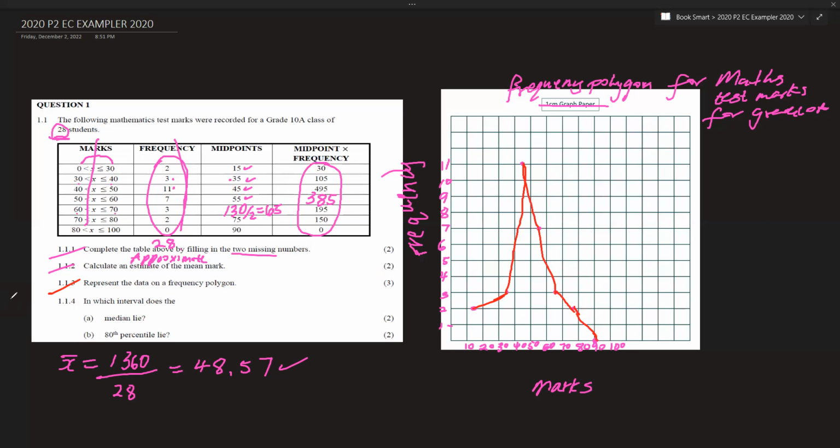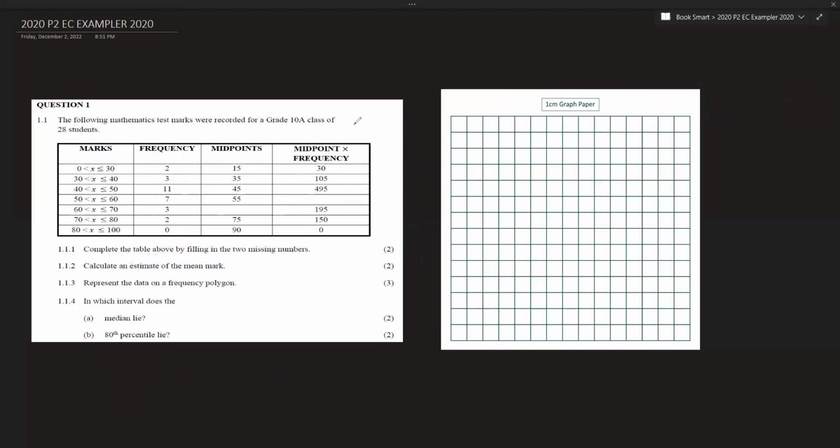So now we're left with the last two questions. I'll just clear everything since we're not going to need it. If you need to write anything down, just pause the video and write and proceed. Perfect. Now let's go to 1.4. On 1.4, we want the intervals now. They're asking us in which interval, so our answers must come from those intervals there.